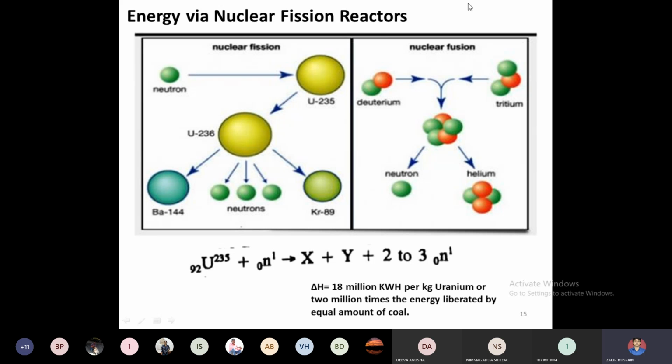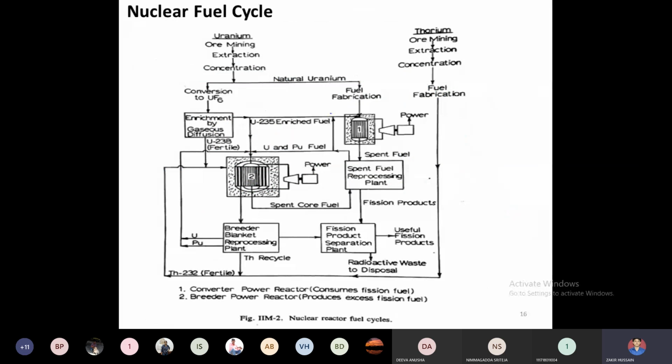Okay, so the next one is nuclear fusion. This is the popular phenomenon of combining two atoms into a single large atom. You can see the hydrogen isotope deuterium and the hydrogen isotope tritium combined into a single atom, which after bombardment will release one neutron and helium. So next one is the nuclear fuel cycle.